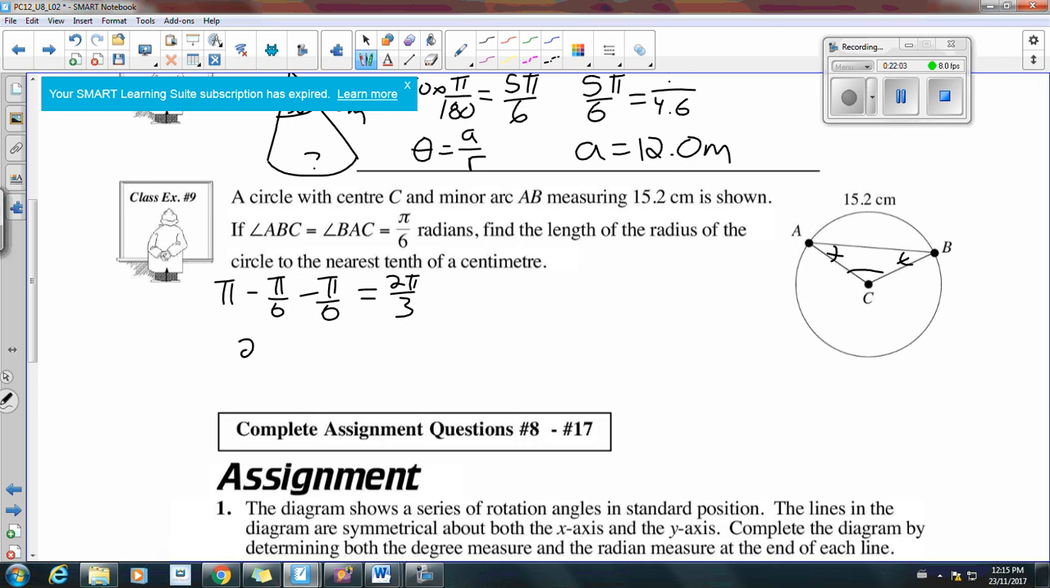So now I'm going to use my equation. I have 2 pi over 3 equals our arc length, which is 15.2, over the radius. So to solve for r here, I'm going to have to take 15.2 divided by 2 pi over 3. And that's going to give me a radius of 7.3.